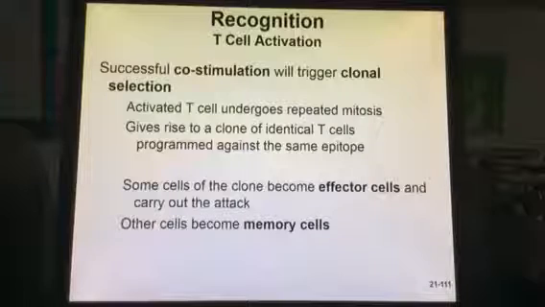So if that co-stimulation, or that second check of the antigen, is true, that is a true foreign antigen, that's going to trigger what's called clonal selection. And so at that point, the T cells are going to copy themselves. They're going to undergo repeated mitosis to make a clone of identical T cells. Remember, these T cells are specific to the type of pathogen. So once those T cells are cloned, then they can become effector cells and actually carry out the attack. Others are going to become memory cells.